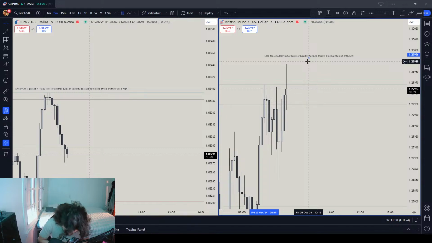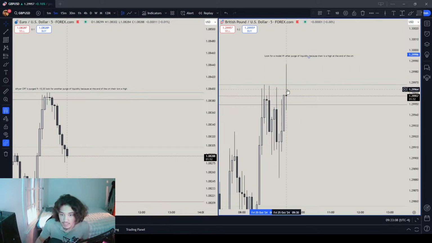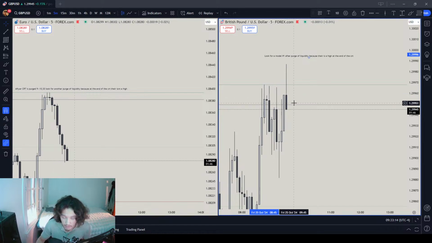So my note says use limit order for execution for model one. Once all conditions are met, timing of the purge will happen. What time did the purge happen? At 9:30. That's the right time, to 10:30. I got the key level right over here. I got the CRT right over there. Okay, all the conditions are met.